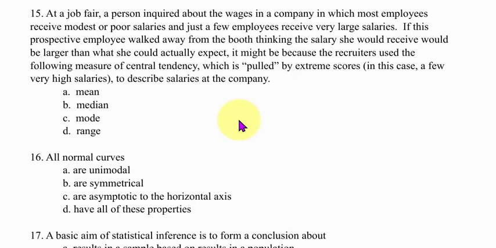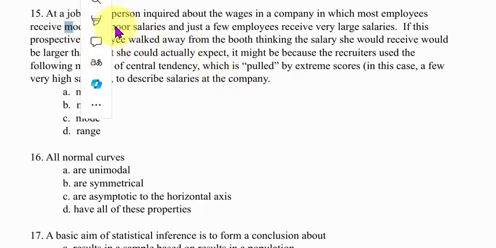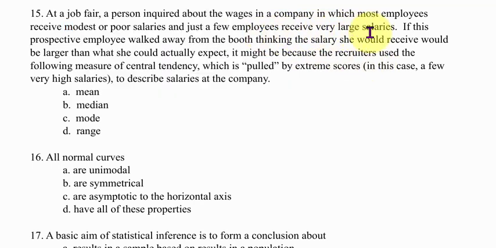Number 15. So at a job fair, a person asks about the wages that most of the employees receive, right? Do they get modest or poor salaries, and just a few people get real big ones? So if this prospective employee walked away from the booth thinking that the salary she would receive would be larger than she could actually expect, it might be because the recruiters use which of the following measures of central tendency to convince her in that way. So in other words, they're using statistics to kind of lie. Which statistic from these might misinform the prospective employee?